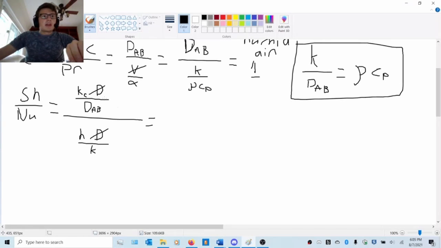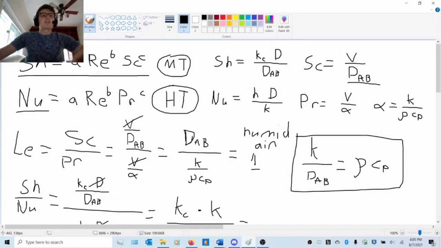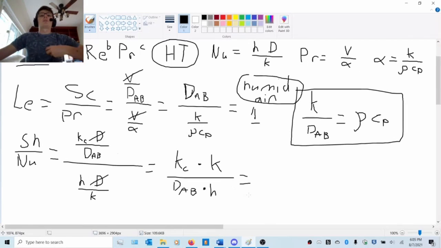We will see that the mass transfer coefficient times the thermal diffusivity, so K and K, all over the diffusion coefficient times the heat transfer coefficient is going to be equivalent to the Sherwood number over the Nusselt number. If we were to take these two things and divide them, we would see that that would equal the Lewis number, which in this case for humid air, once again, is going to be 1. So we'd see that equals 1 as well.